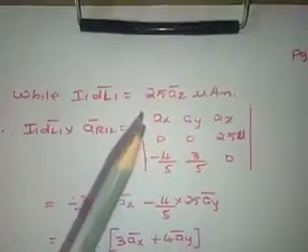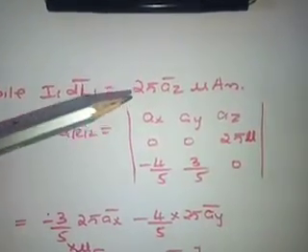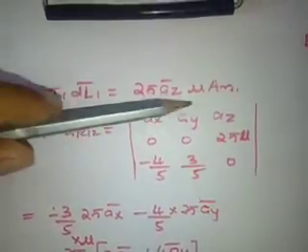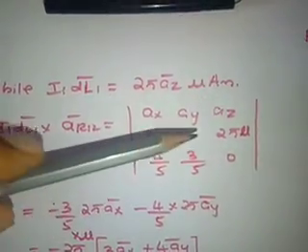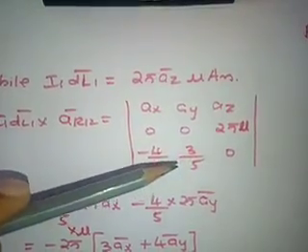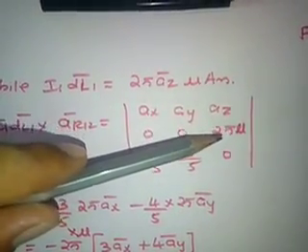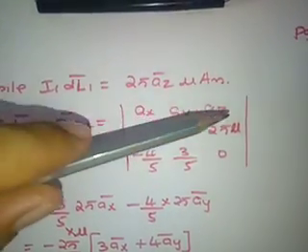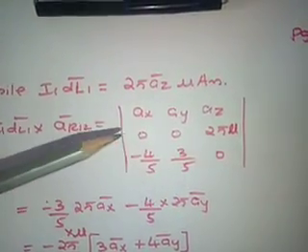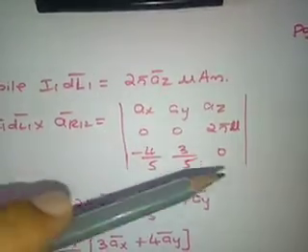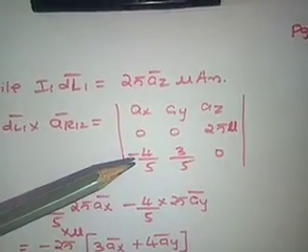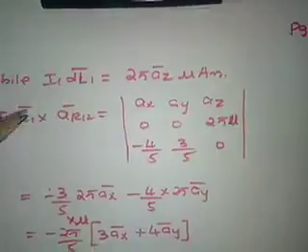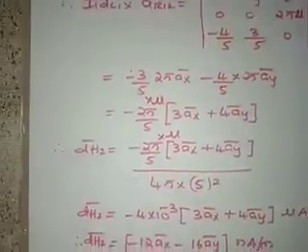So we know how to solve the determinant, right? If we want the AX term, we leave the first row and first column, and take 0 into 0 minus 3 by 5 into 2 pi. Similarly, minus AY: leave the row and column of AY, then take the determinant, 0 into 0 minus minus, that will be plus 4 by 5 into 2 pi micro. Then plus AZ. That is how we are solving the determinant.